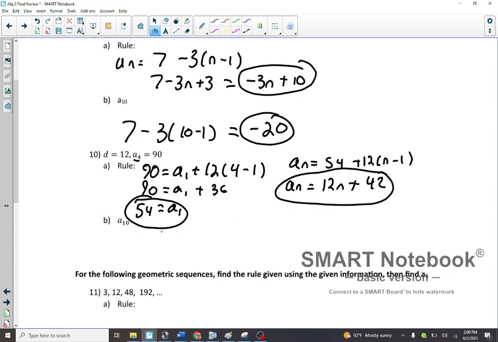All right, we're going to plug in 10. Remember, since I simplified it, I could plug it into this equation. So 12 times 10 plus 42, 120 plus 42, 162.